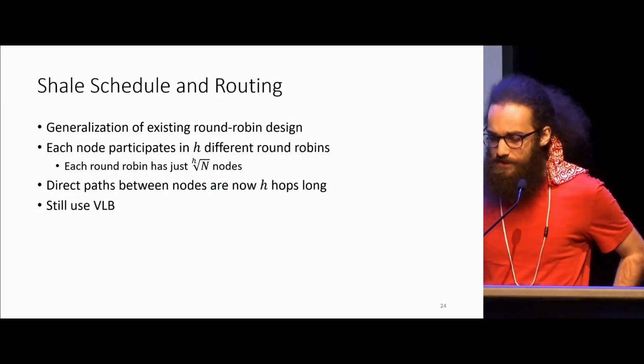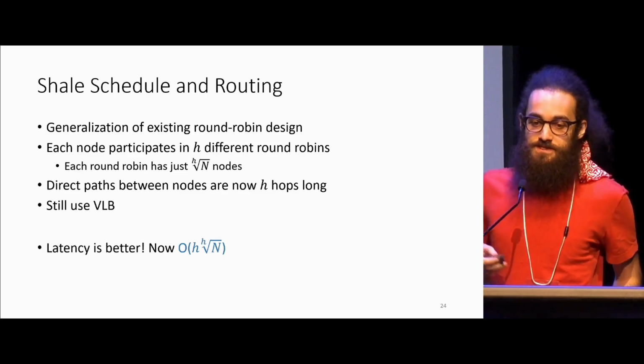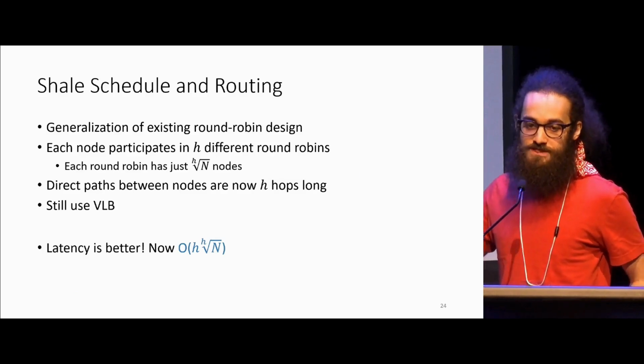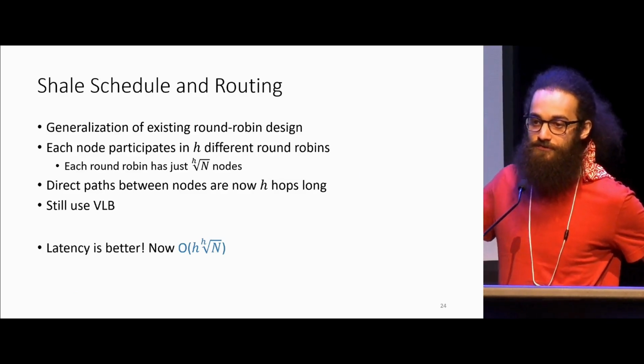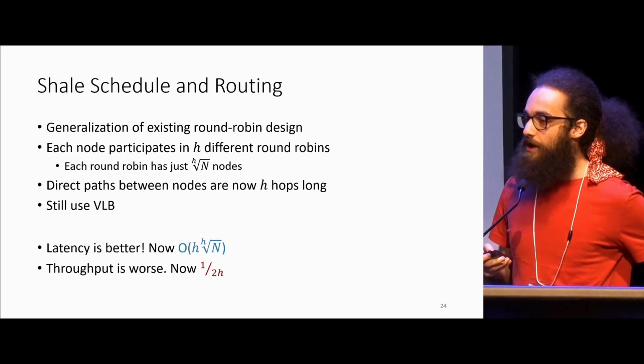So by doing this, we achieve a much better latency than the existing designs. Instead of being O of n, we are now O of square root n or O of cube root n, depending on what we set h to. It's a different root of n. We did make our throughput a little bit worse because we are now using more hops in our path.